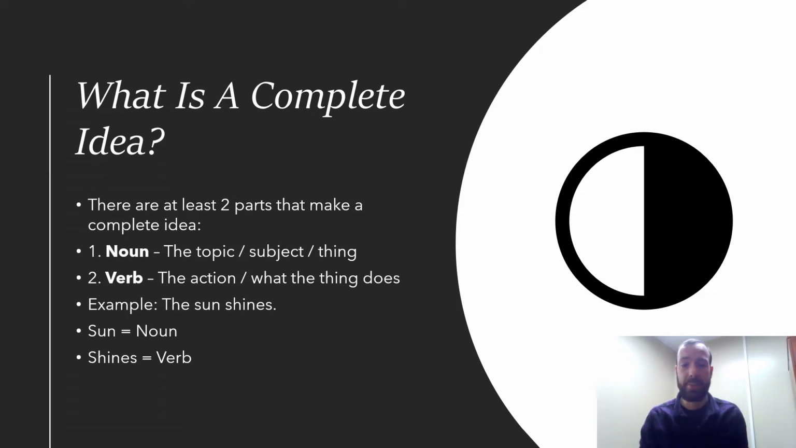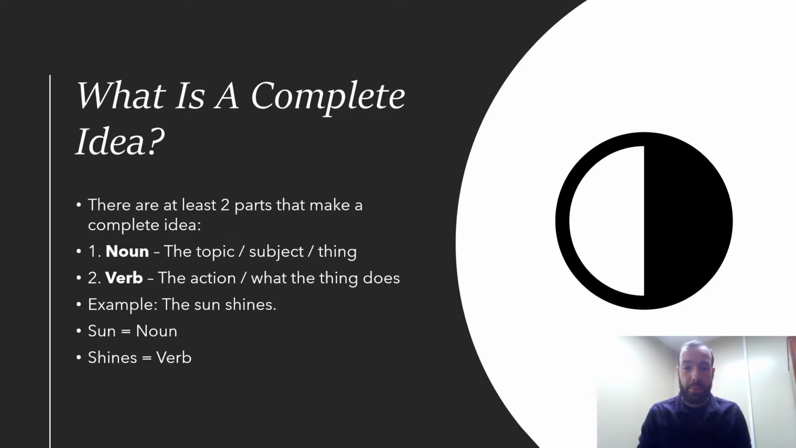Part number two is the verb. This is the action, what the thing is doing. So if I just say to you, "the tree," that's not a full sentence. A tree is a thing. What is it doing? Trees do many things, right? They grow, they flutter their leaves in the wind, they give us shade, they tower up tall over top of us. Trees could be doing a whole bunch of different things. What is this tree doing? We need to have the verb or the action to make it a full thought.